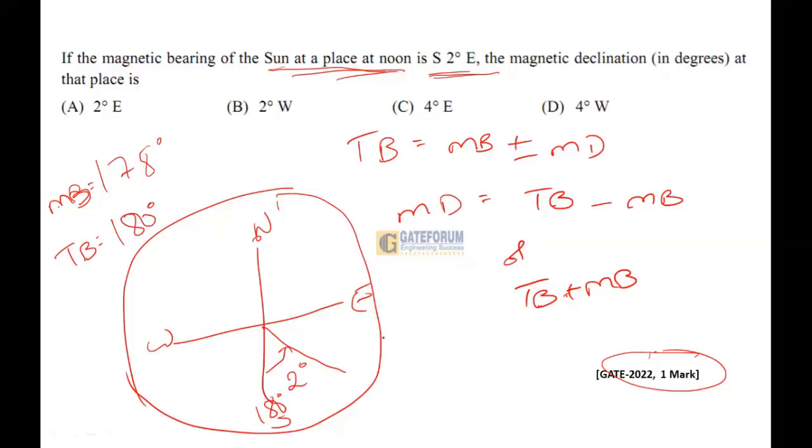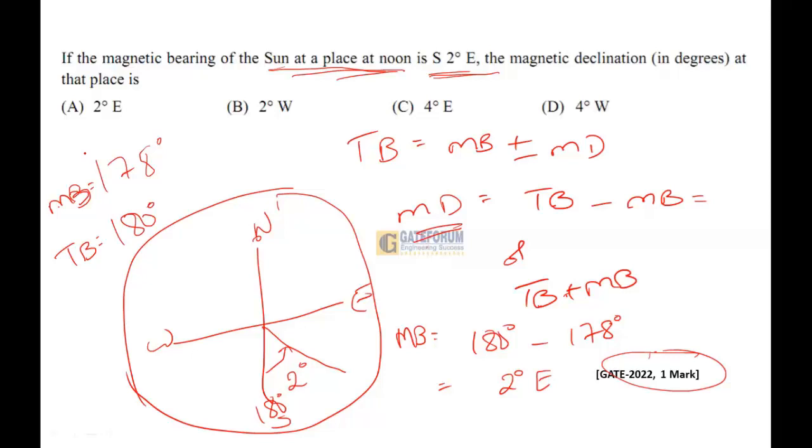So now I want to find the magnetic declination. Declination is true bearing minus magnetic bearing or true bearing plus magnetic bearing. So I'll go with the first case, that is magnetic declination is equal to true bearing, 180 degrees, minus magnetic bearing, 178 degrees. The answer is 2 degrees. So 2 degree east is my answer for this question.